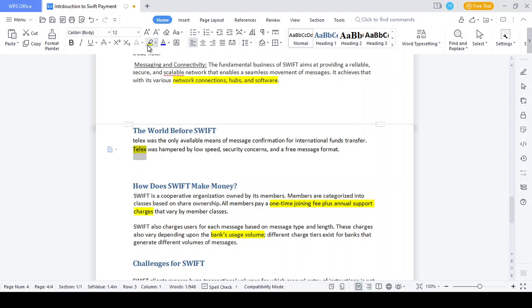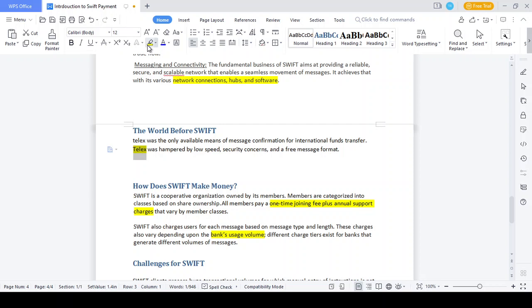I will explain the concept. Say I am bank A and I need to use the SIP network. I pay a one-time joining fee. After that, I can access any kind of message from the SIP network, and at that time I need to pay annual support charges.